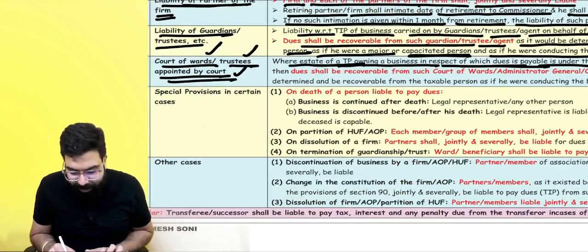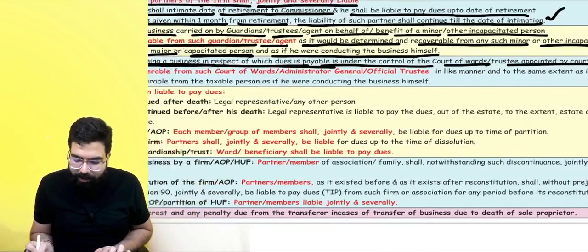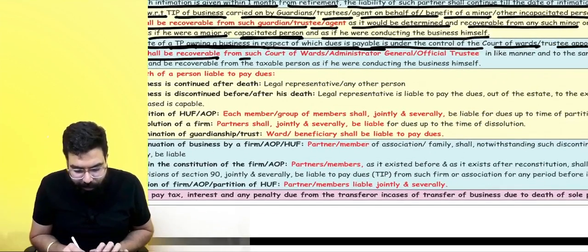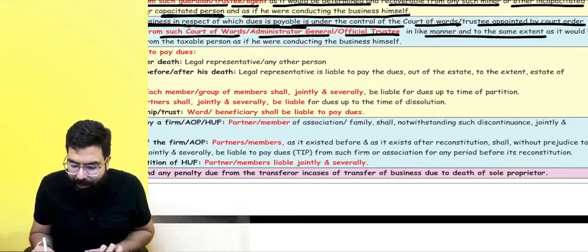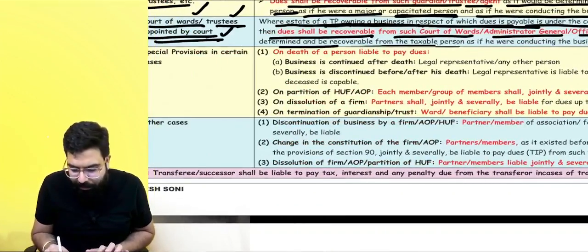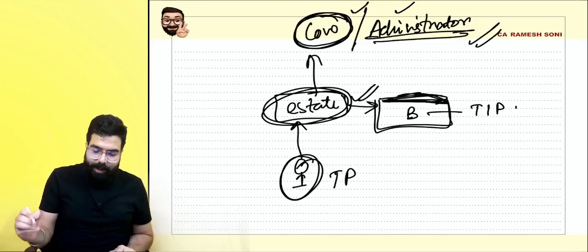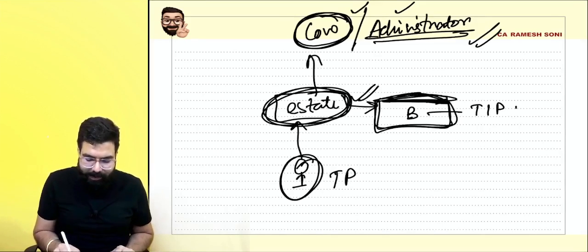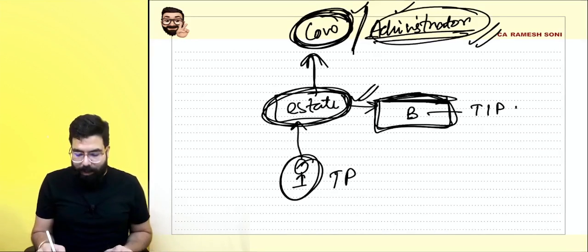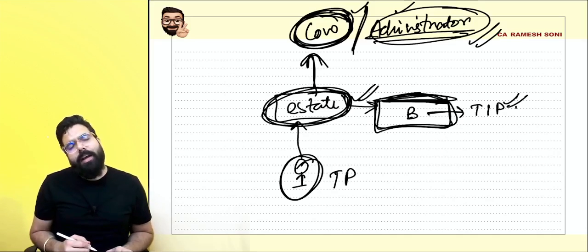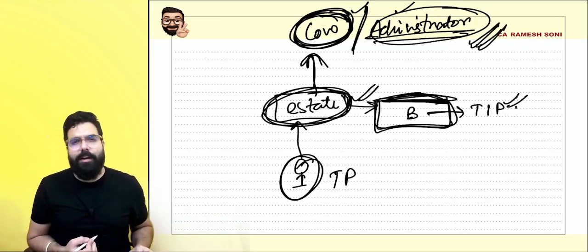It says when the estate of a taxable person owning a business in respect of which dues are payable is under the court of ward or trustee appointed by the court, then dues shall be recovered from such court of ward or administrator general or official trustee in the like manner and to the extent as it would have been determined and recovered from the taxable person as if he was carrying on the business himself. So if the business is under the estate and the estate is under the court of ward or administrator appointed by the court, then the tax, interest, penalty dues of the business will be paid by the court of ward or the administrator appointed by the court.